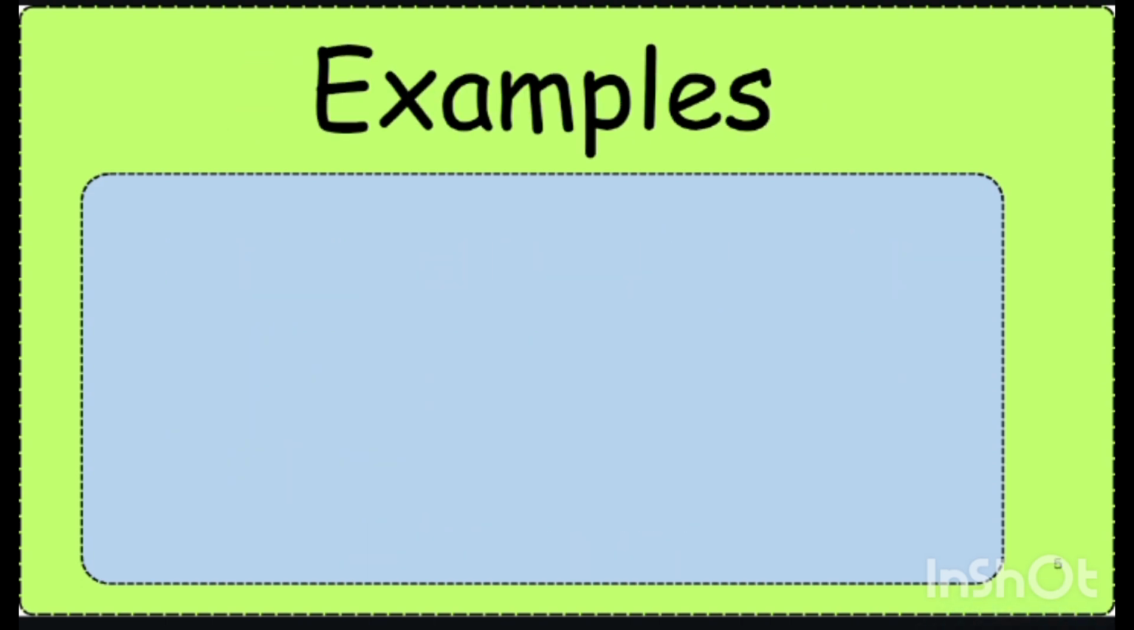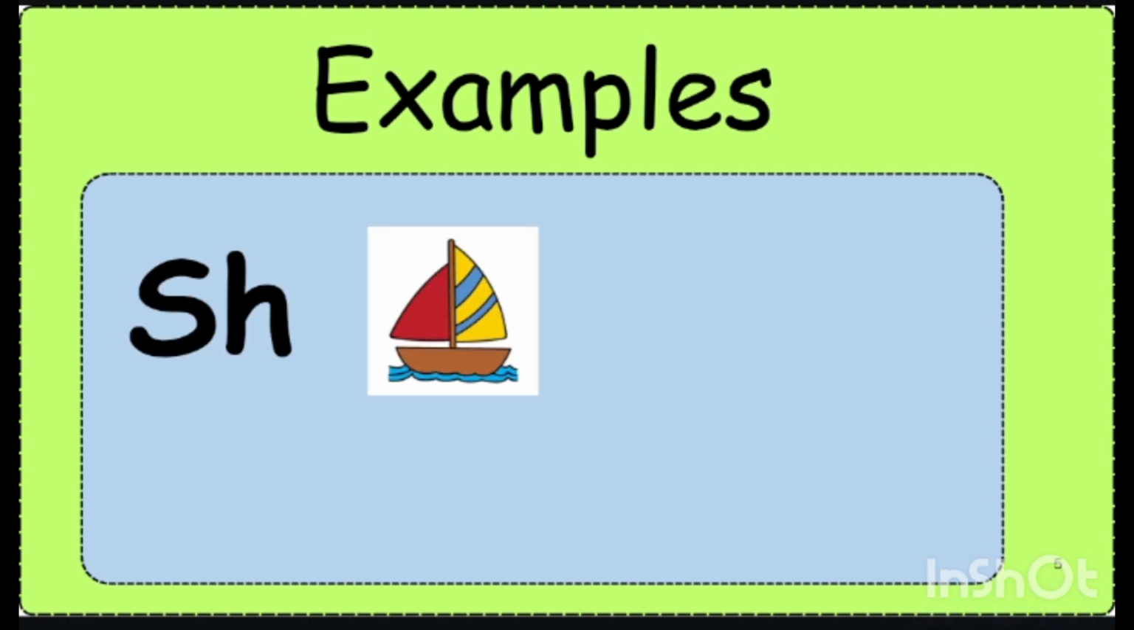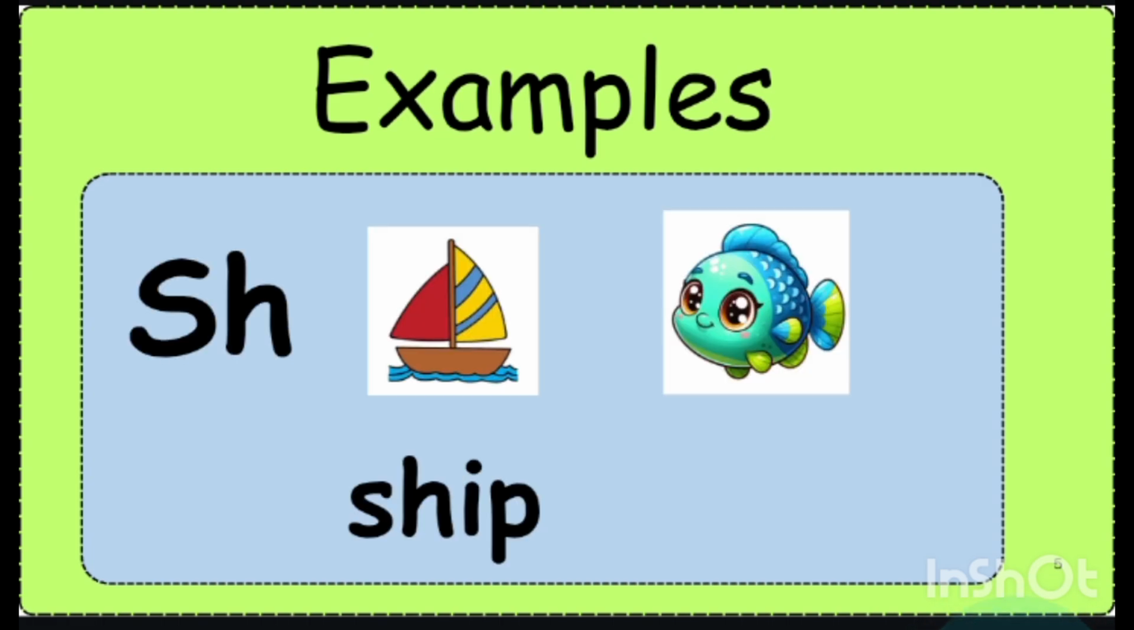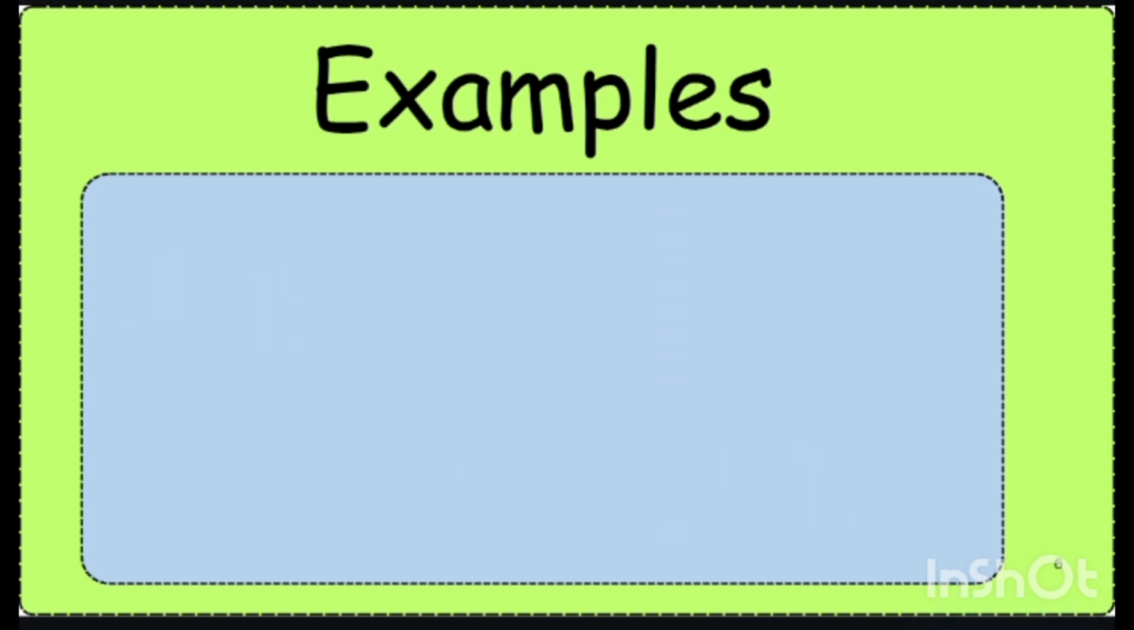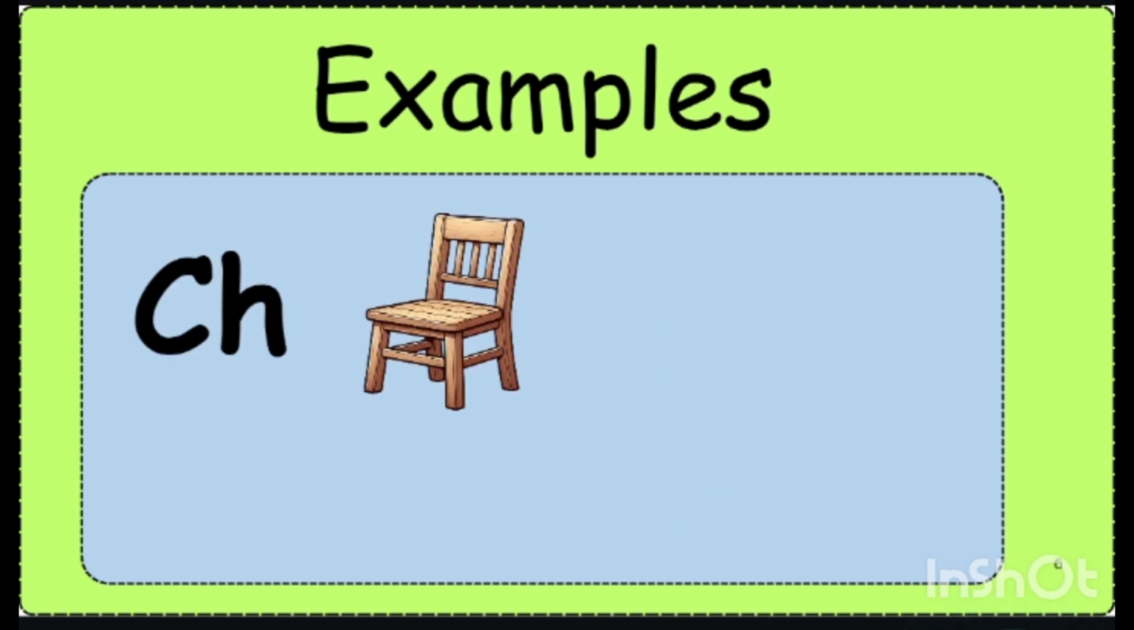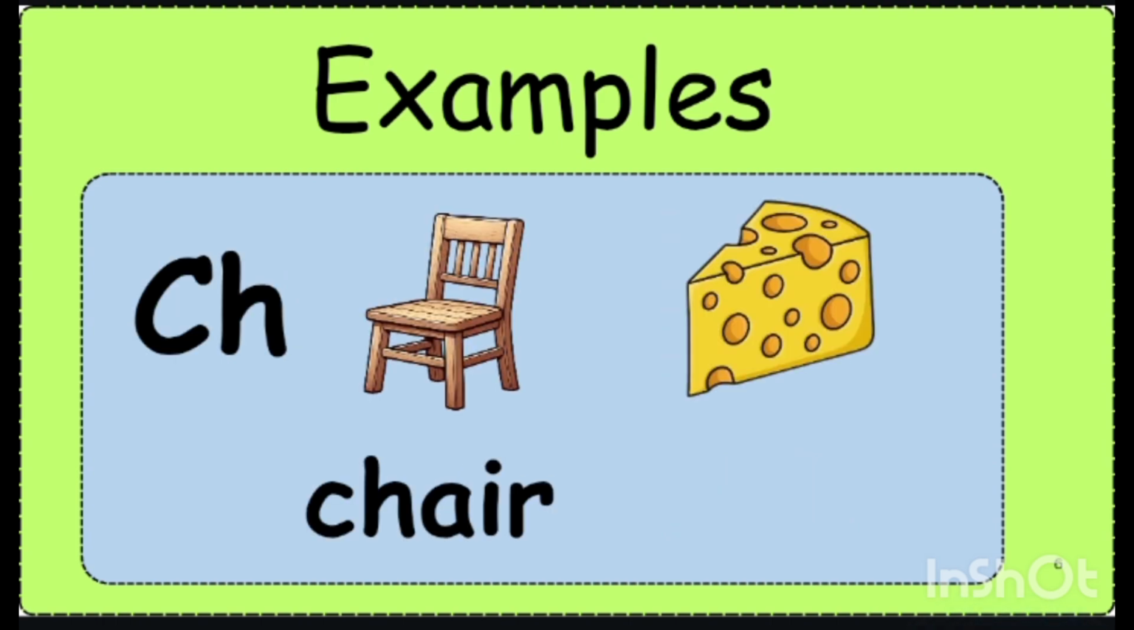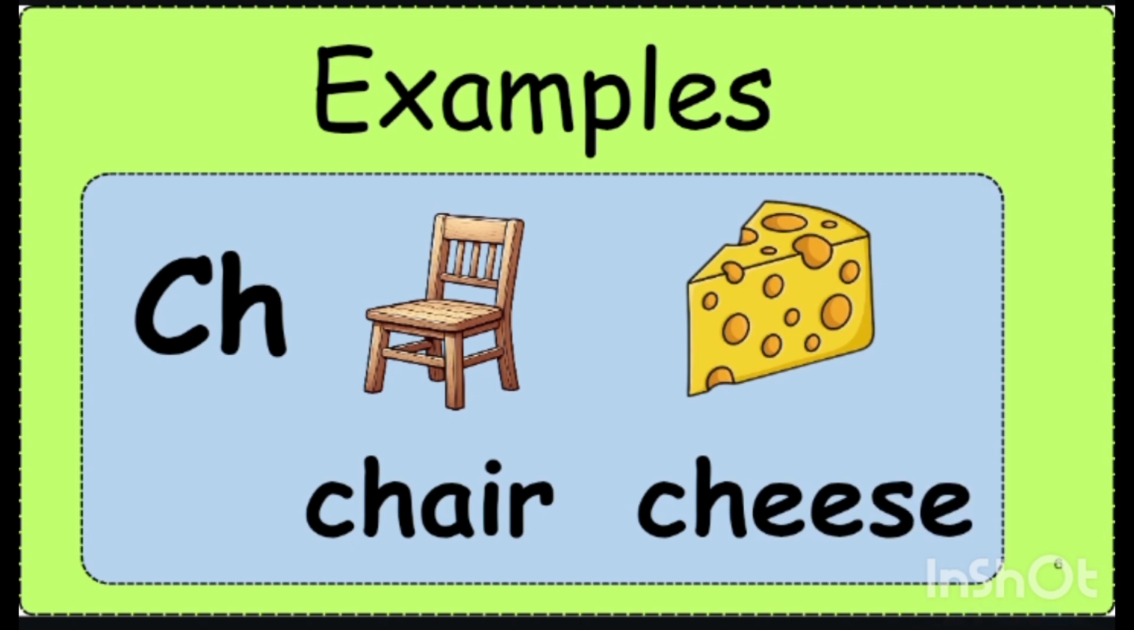Let's have a look at some examples. Sh, ship, fish. It's not necessary for the digraphs to come only at the start, they can come at the end also. Some other examples are chair, cheese. In these examples, c and h together make the sound ch. Chair, cheese, chess, and some other examples.